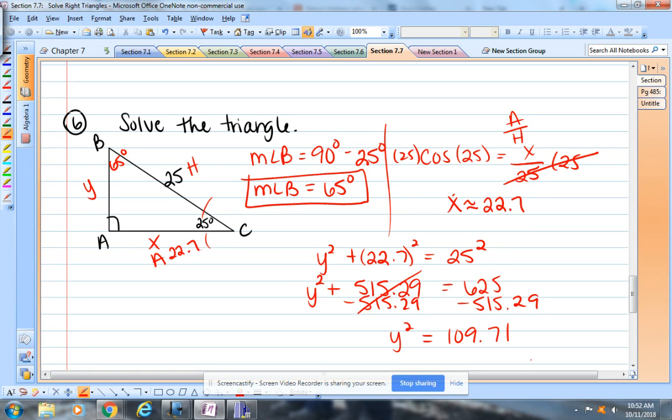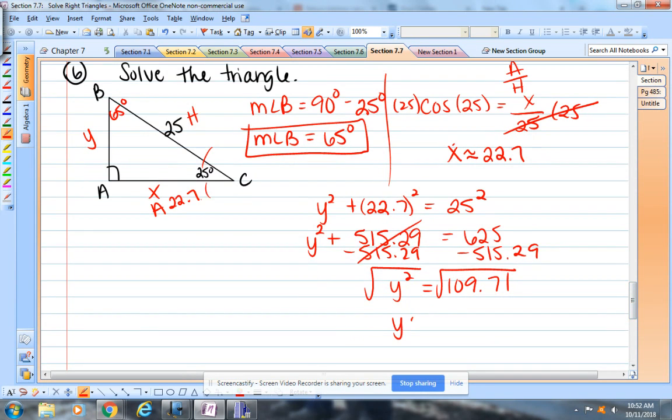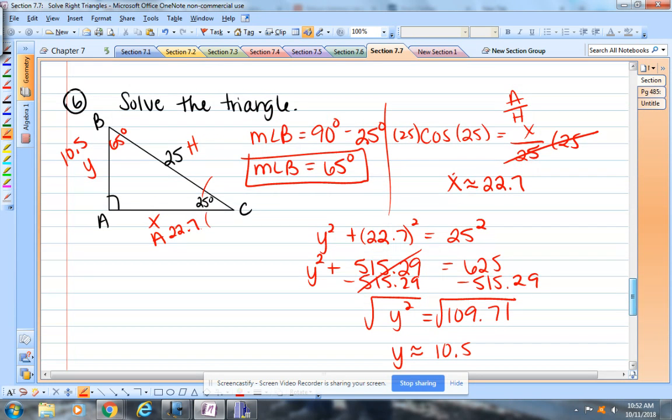So how do I get just y? Square root. Again, try not to round to the very end. So y is approximately what? 10.5. Now let's make sure that answer makes sense. That's the shortest leg, right? Is that across from the smallest angle? And is our 22.7 less than our hypotenuse? Yes. So you can always double check to make sure your angles and sides make sense.